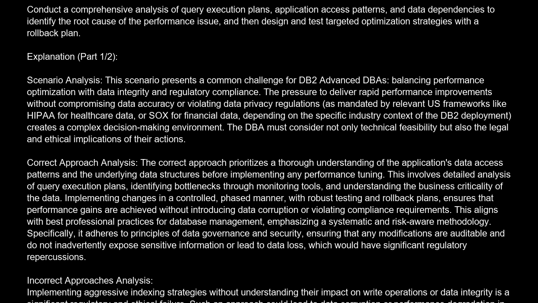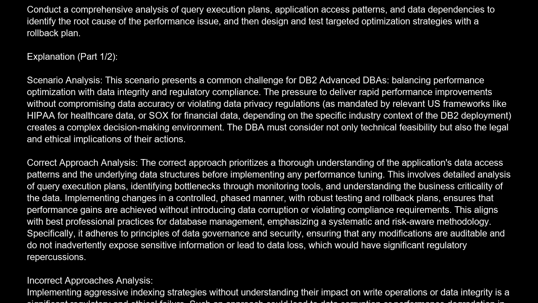Explanation. Scenario analysis. This scenario presents a common challenge for DB2 advanced DBAs, balancing performance optimization with data integrity and regulatory compliance. The pressure to deliver rapid performance improvements without compromising data accuracy or violating data privacy regulations, as mandated by relevant U.S. frameworks like HIPAA for healthcare data or SOX for financial data, depending on the specific industry context of the DB2 deployment, creates a complex decision-making environment. The DBA must consider not only technical feasibility, but also the legal and ethical implications of their actions.